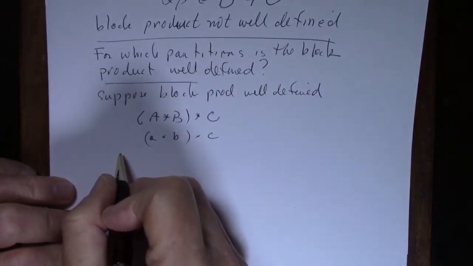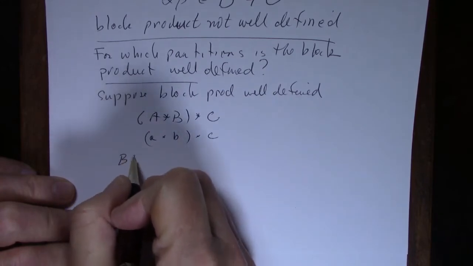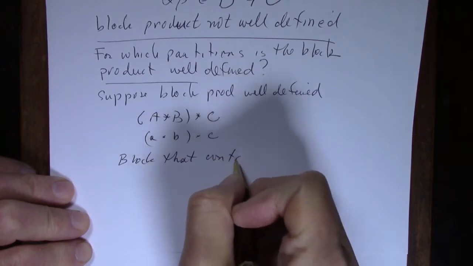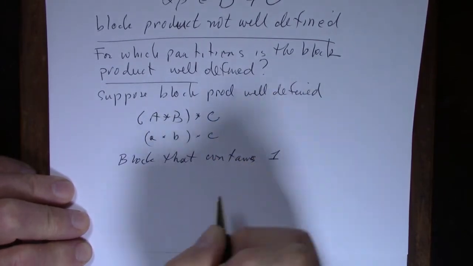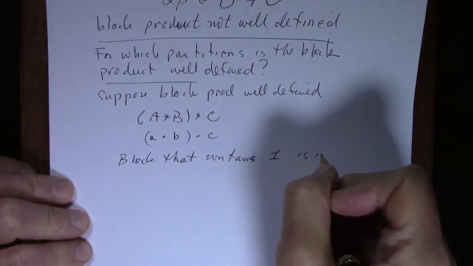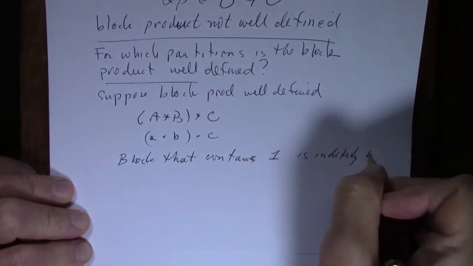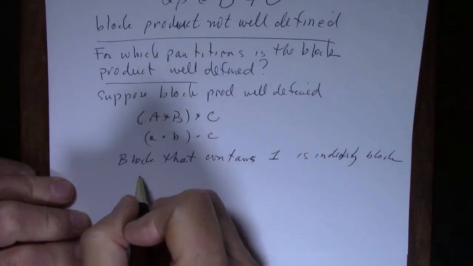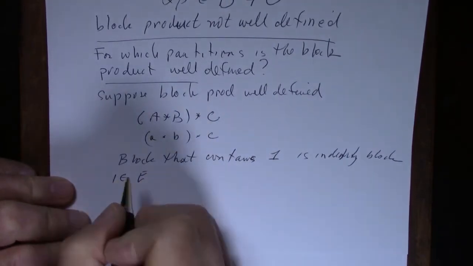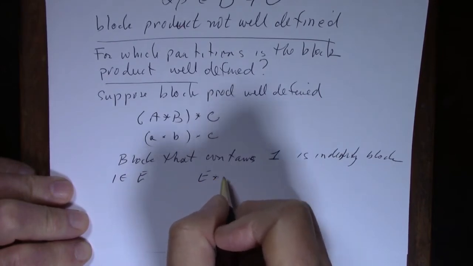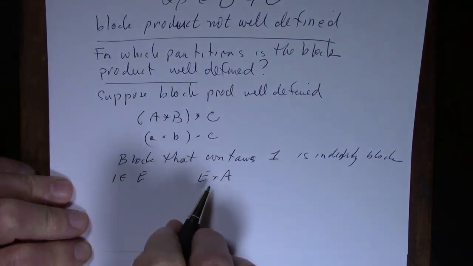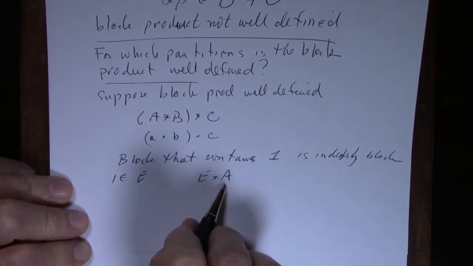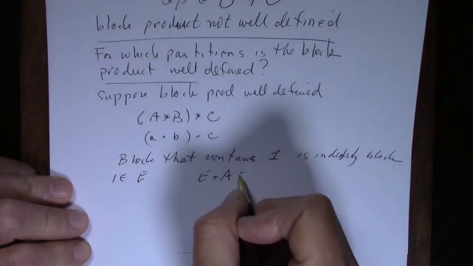Also, the block that contains the identity is the identity block. Let's call that E. E times A is found by taking an element from each block and multiplying them together. Well, we'll just take the identity from E, anything from A, we'll get back that other thing, which is back in A, and so on.